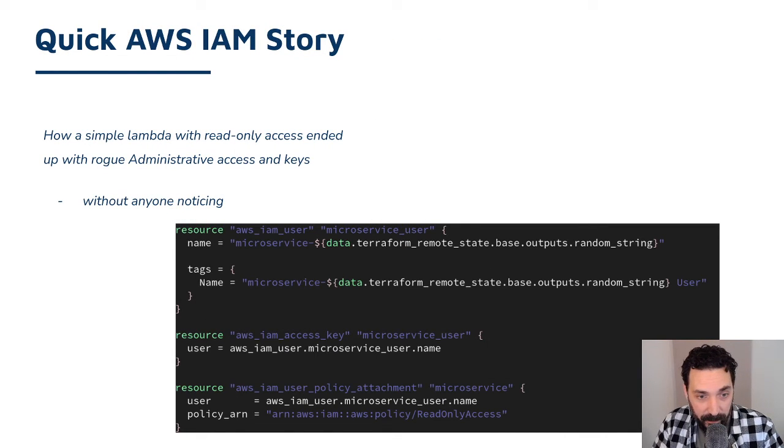But unfortunately, it stayed that way for a very long time in their case, because it was only by pure chance that someone was looking around and found out that this IAM user had a rogue IAM key running, and a policy that was definitely not read-only. So terrible on the security side.